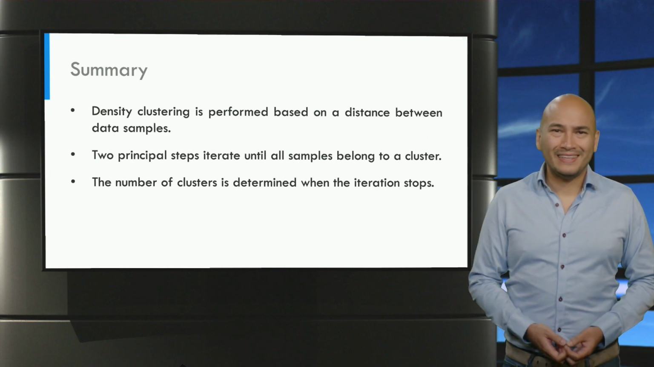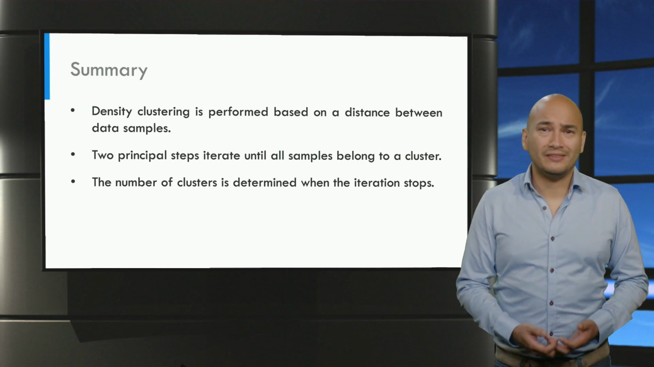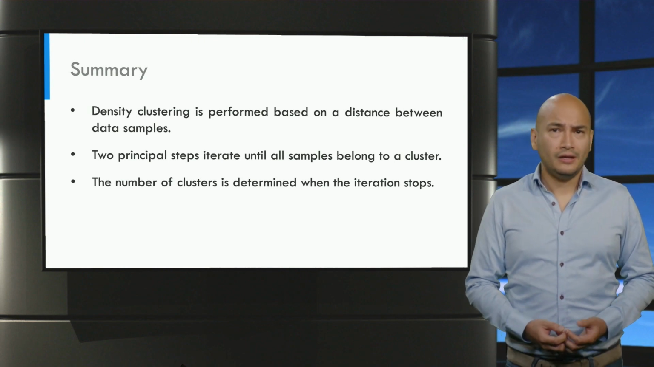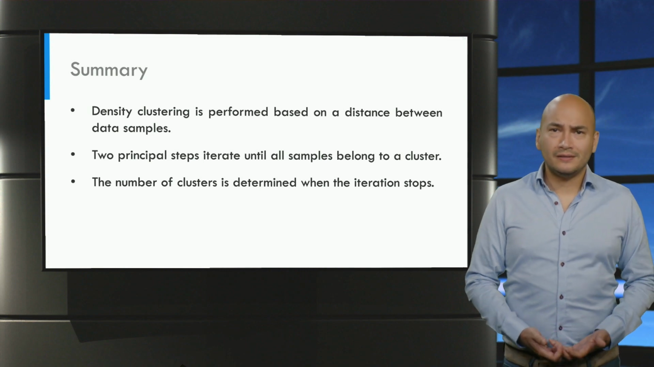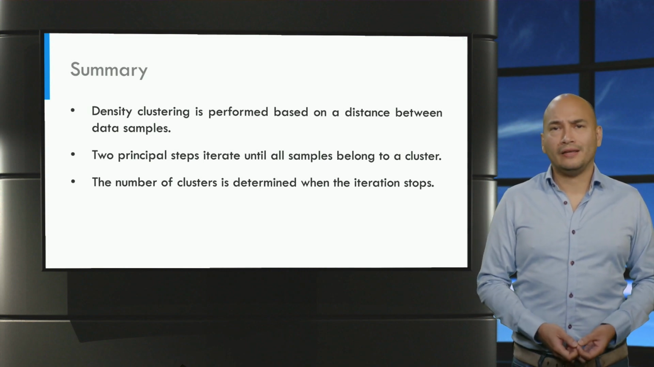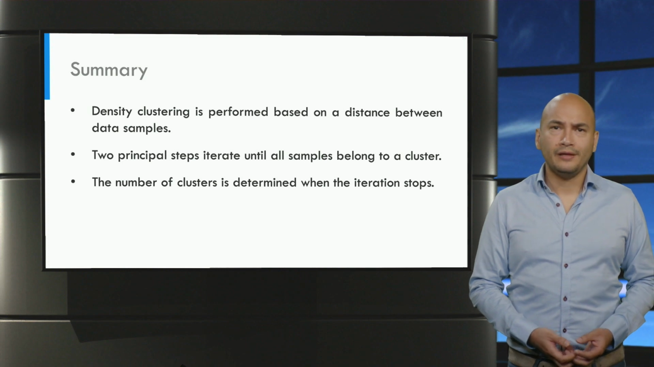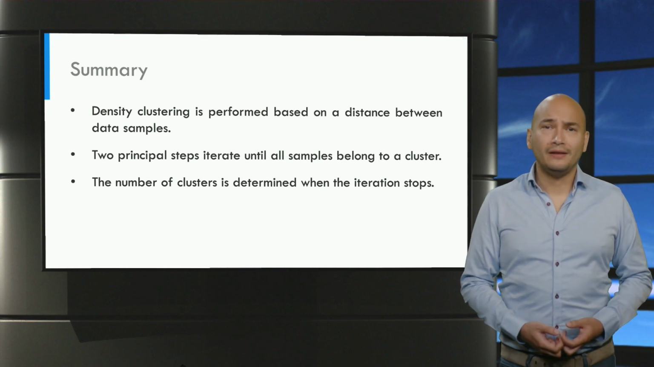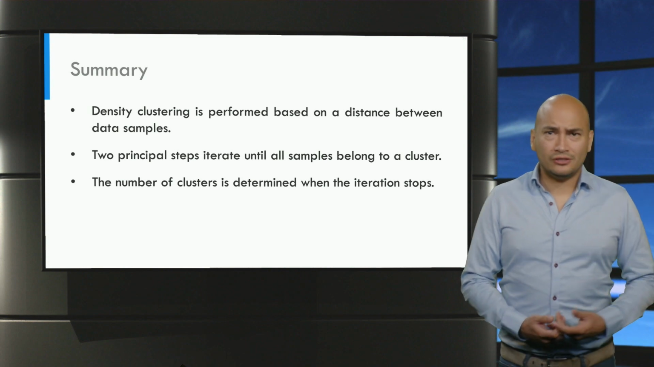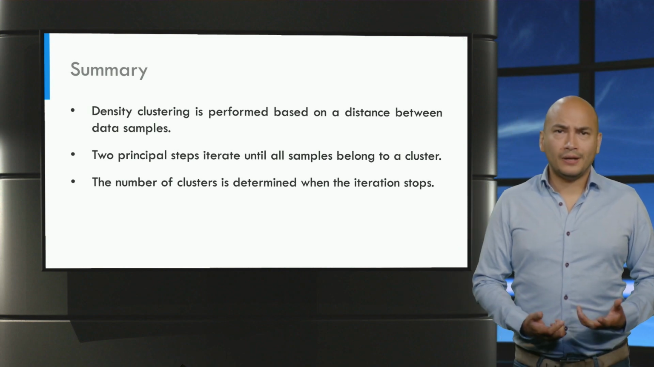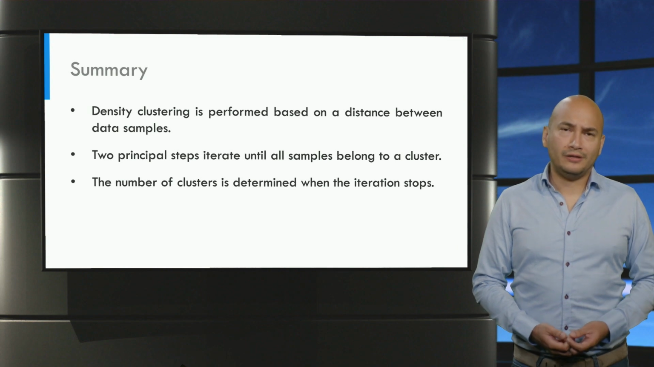Then we learned that density clustering is performed based on a given distance between data samples. 2 principal steps for density clustering: iterates till all samples find their clusters. The number of clusters is determined when the iteration stops. It is actually equal to the number of iterations needed.